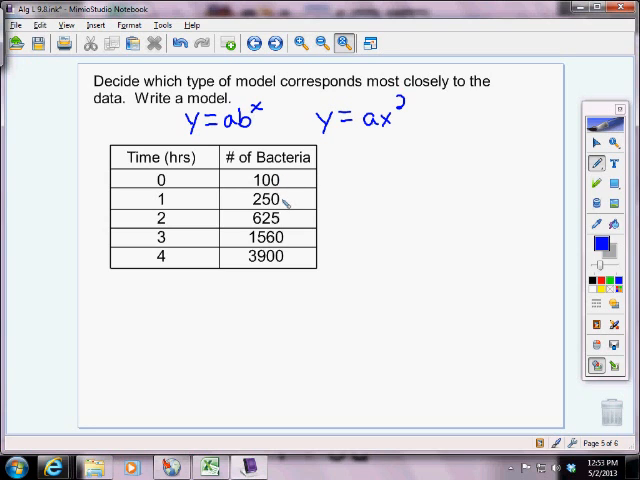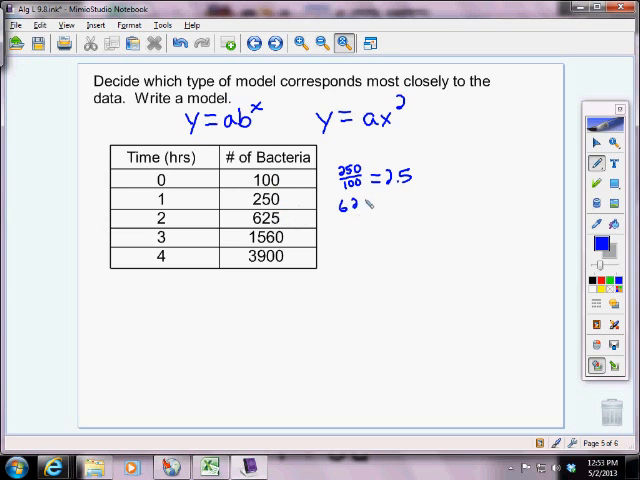What do we do to 100 to get 250? You know, we're multiplying by 2.5. Do we multiply by 2.5 every single time? The way we figure that out is we divide. 250 divided by 100 does equal 2.5. 100 times 2.5 equals 250. Let's see if that works here.